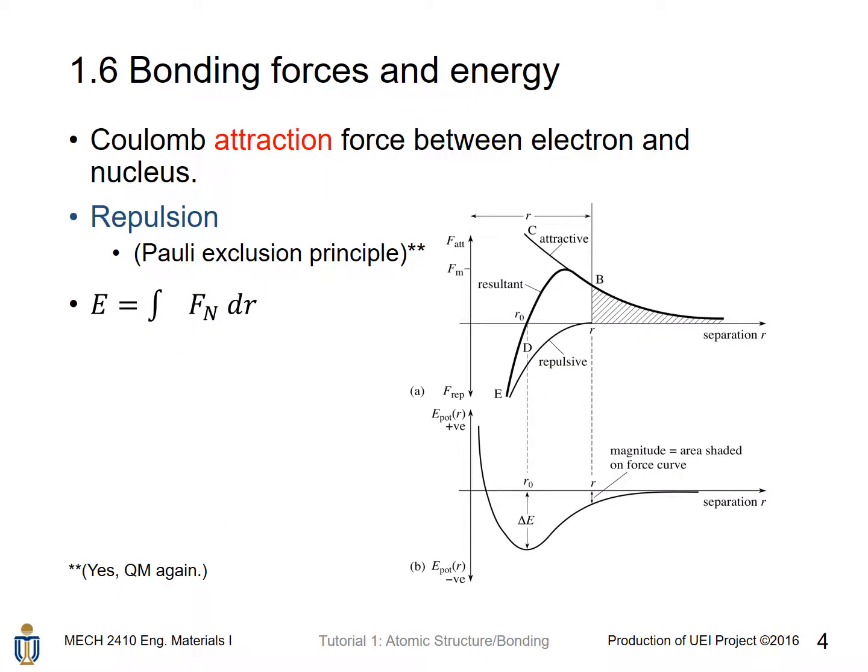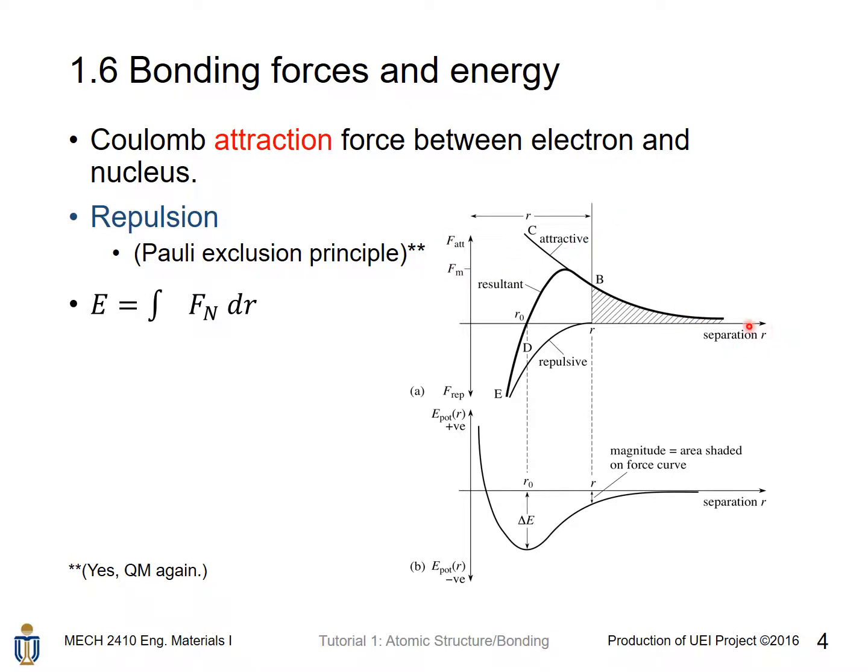There is an attraction force between electrons and nucleus, but there is also a repulsion for R small enough, which is due to the Pauli exclusion principle, which again is quantum mechanics. And the bonding energy is basically the area under the force and separation curve. And you can see it here in the picture.